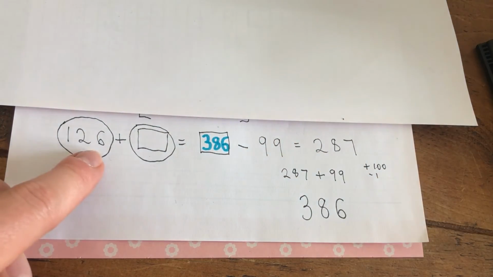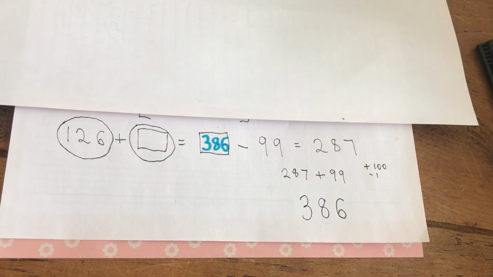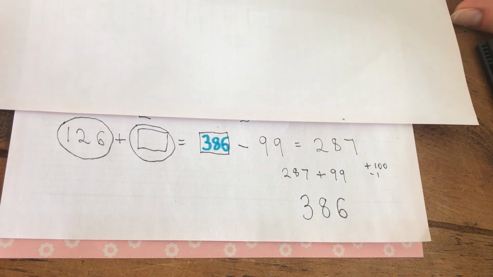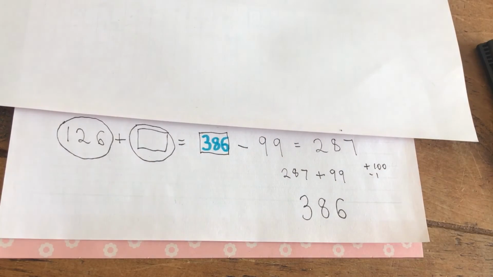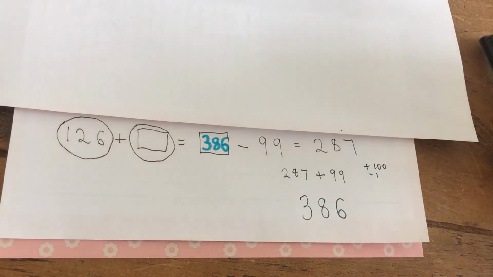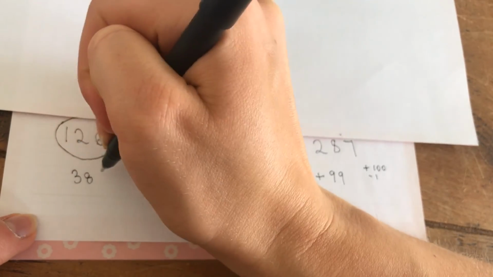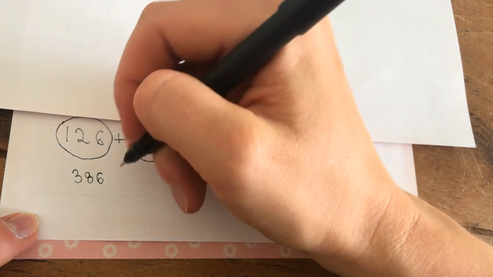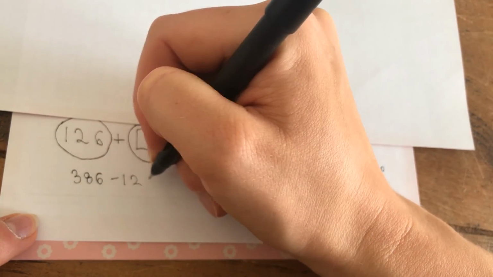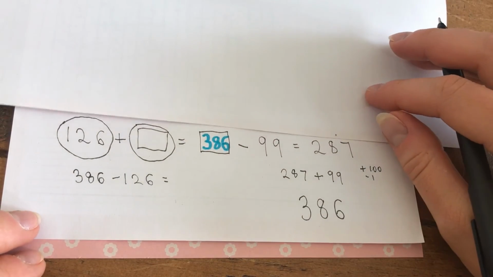We know 126 add something is 386. So what calculation do we need to do to work out that missing number? We need to take our total, 386. We need to take away the part that we have, 126, and that will leave us with the final part there.